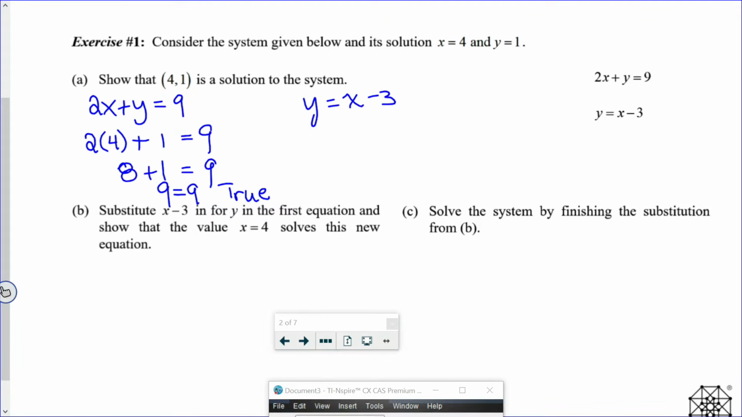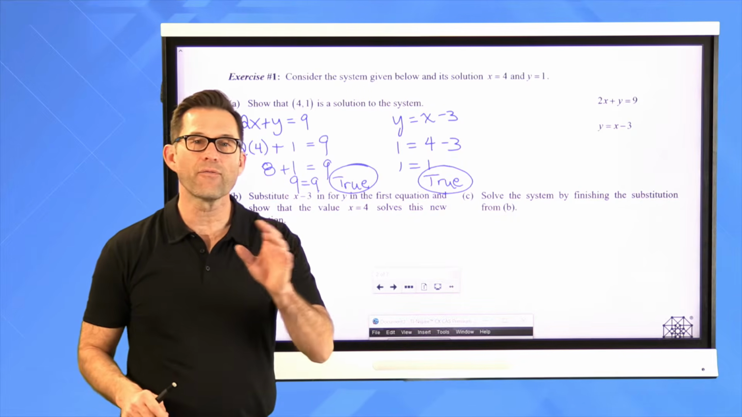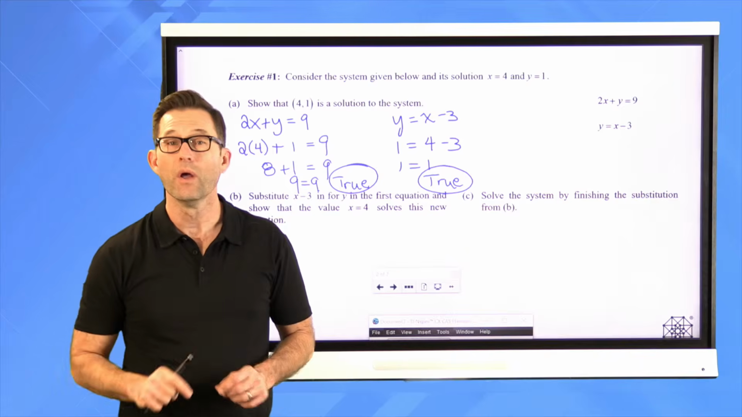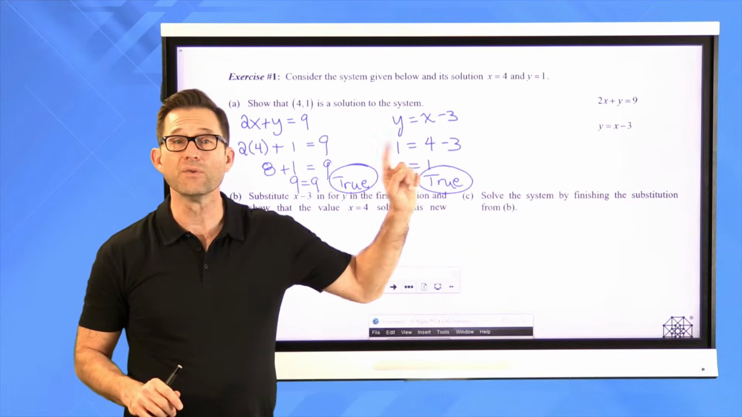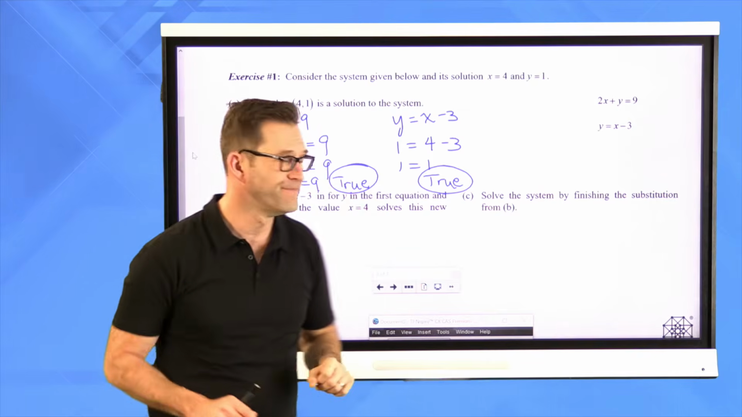This one's going to be even easier. I'm going to put 1 in for y, 4 in for x. I'm going to get 1 is equal to 1, and that's also true, right? So just as a reminder, right, for a point to be a solution to a system of equations, it's got to make every one of those equations true. So right now I know that one solution to this system is x equals 4 and y equals 1.